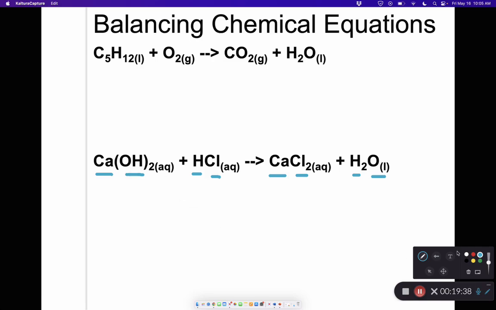Okay, what do I mean? Let me show you with this example. I have calcium and then I have OH. I have one atom of calcium on the left hand side and one atom of calcium on the right hand side. I'm good for calcium. Now let's check chlorine. I have two on the right hand side and only one chlorine atom on the left hand side. Right away you see this is 1 and I have 2 on the right. It means I need to multiply by 2 on the left.